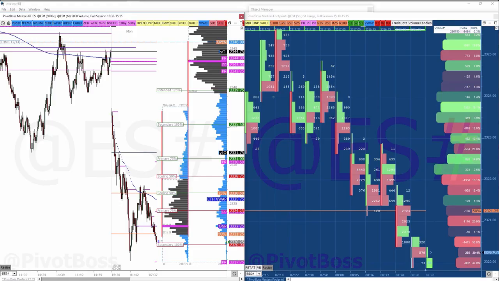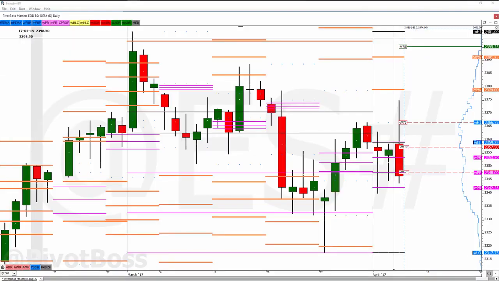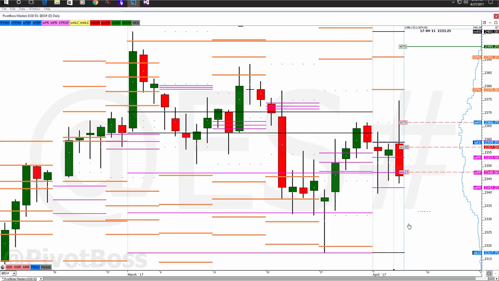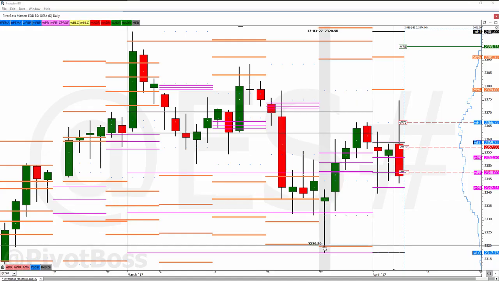Let's take a look at the daily chart for a little context first. If we bring up IRT here, you'll see basically right here, this is the rejection day in question. Very significant rejection day tail.